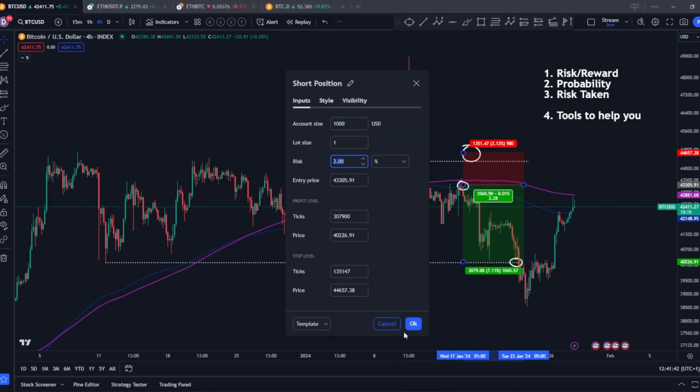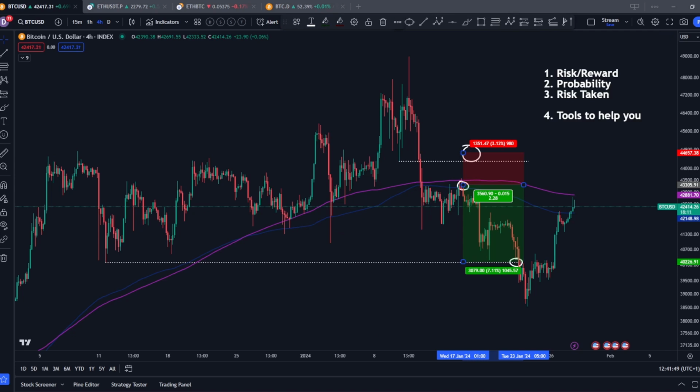We take 2% risk per trade. So our maximum loss when hitting the stop loss should be $20. And indeed, if we do the calculation, it comes out to be $20. So in this case, it's just very easy.